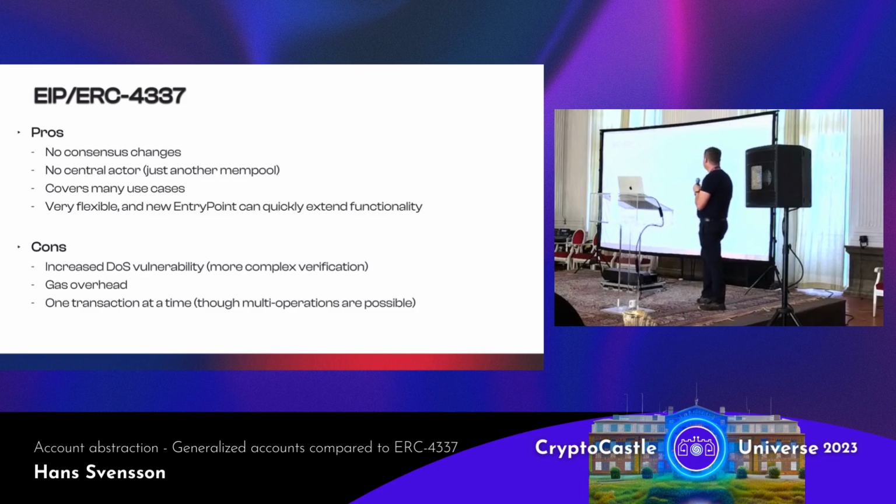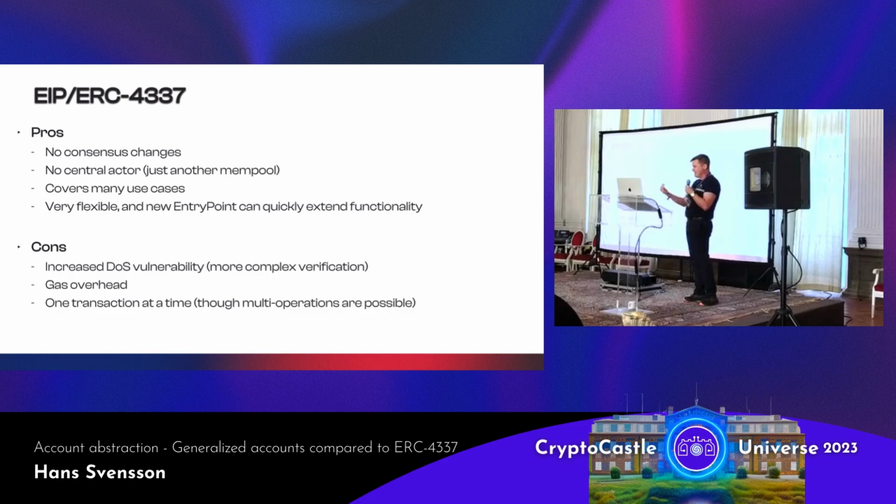Pros for this: no consensus changes, there is no central actor. It covers most of the use cases for generalized accounts. It's very flexible. Since no consensus change is needed, you just deploy a new entry point contract, and that functionality is available. Once this has picked up interest, of course, it will be a big thing to change the entry point contracts, so eventually you might be back to the same sort of progress there, but for the time being, it's flexible. You can deal with it.